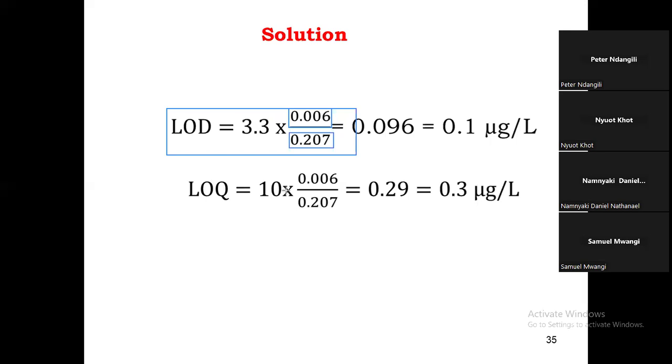Then LOQ, we use 10 multiplied by 0.006, again the standard deviation of the blank, divided by the slope. I explained this, and that is what you are getting. And this is how you are supposed to express your answer. Any questions, students? Okay. If there are no questions, we continue.